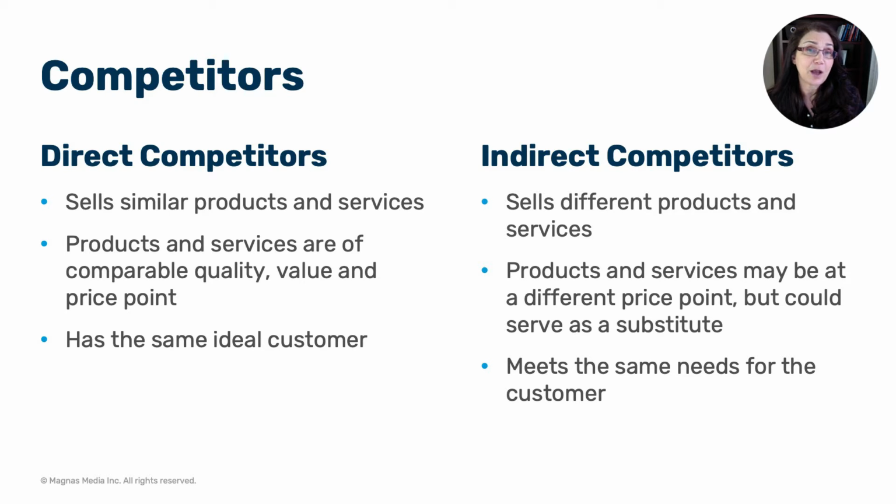So when we're talking about direct competitors, these would be companies or providers that sell similar products or services. The products and services are comparable in quality, value, and the price point, and it has the same ideal customer. Whereas the indirect competitors, it could be that you're selling different products and services. The products and services might be at a different price point, but they serve as a substitute. And they also meet the same needs for the customer. So let me show you an example here.